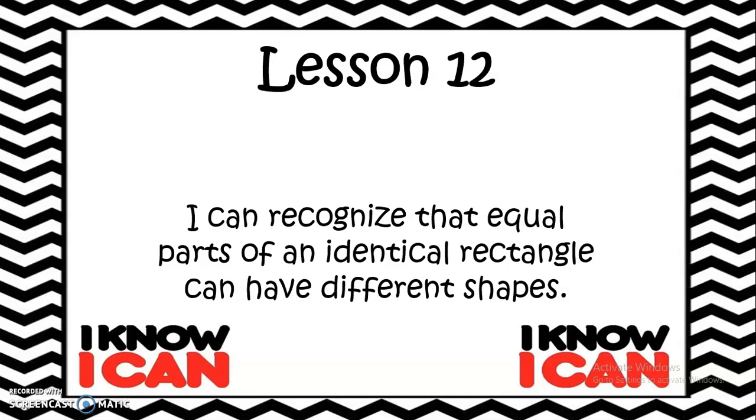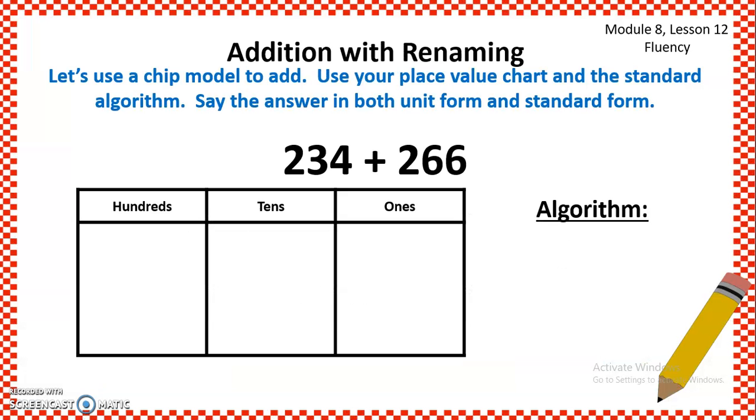This is lesson 12, where you'll be learning how to recognize that equal parts of an identical rectangle can have different shapes. I repeat, equal parts of an identical rectangle can have different shapes. As usual, you're going to be doing this using the place value chart. Doing what? Addition with renaming.